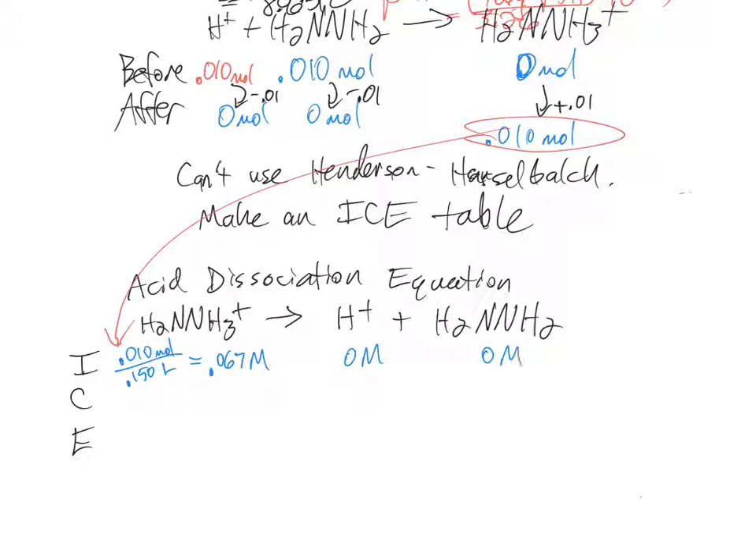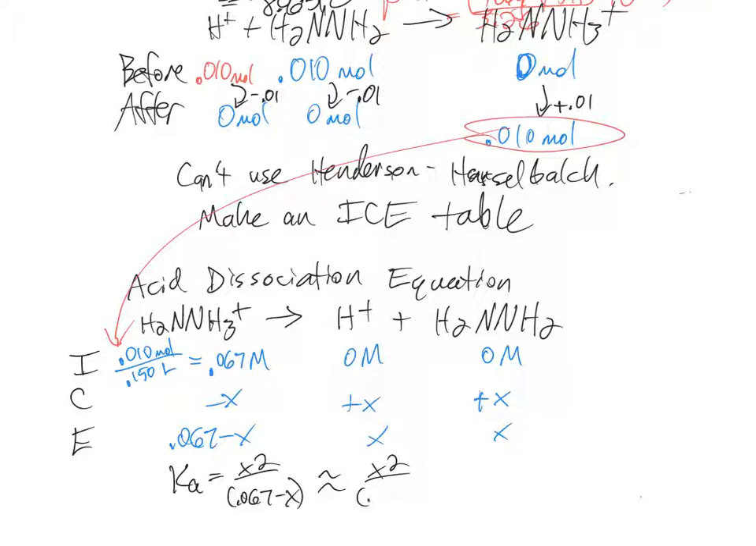And at the end of the reaction to completion, we didn't have any leftover H plus or H2NNH2. Back to what you know from chapter 14, shift to the side with the zeros. We'll make a nice ice table, and we'll write a Ka expression. We'll go ahead and make the mathematical assumption that 0.067 minus x is roughly 0.067.